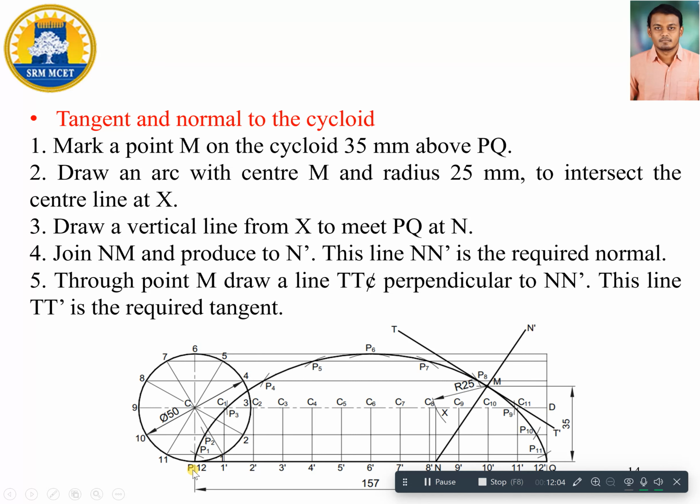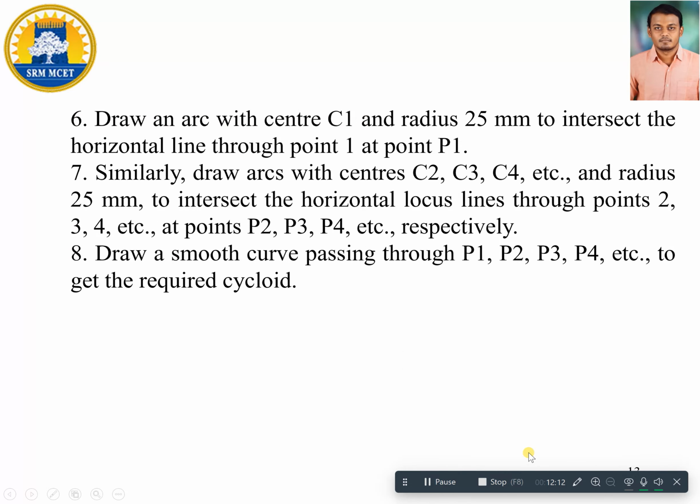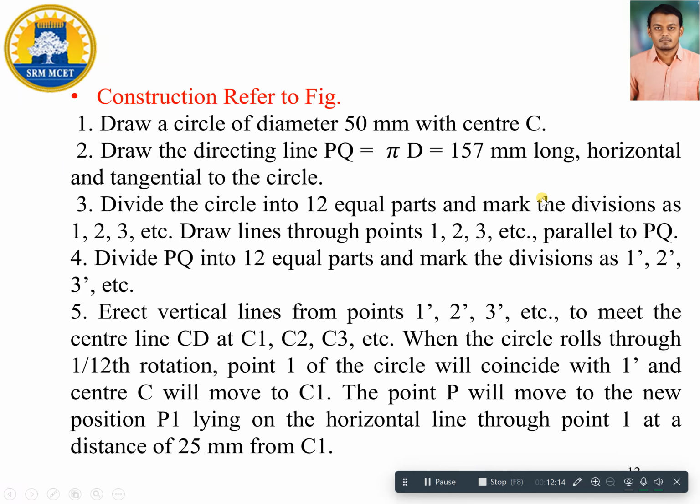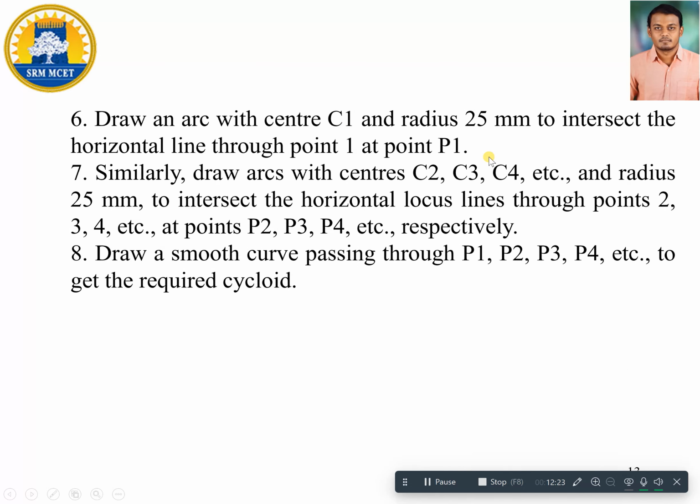Now I am going to draw one generating line or baseline for a dimension which is equal to pi into d. So what is pi into d? Pi into d here is equal to 157 mm. Here d indicates the diameter of the circle which is equal to 50 mm. So 50 into pi we will be getting 157 mm.